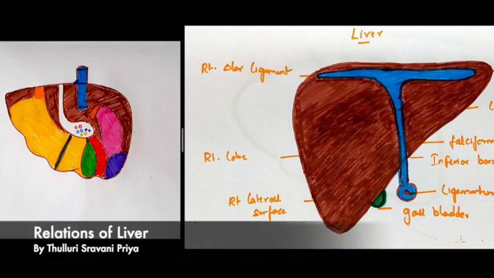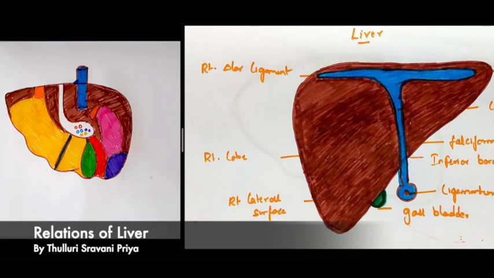Hi friends, today we'll discuss the relations of the liver. As we have already discussed surfaces, borders and ligaments, today we'll see the relations. These relations are peritoneal relations and visceral relations.